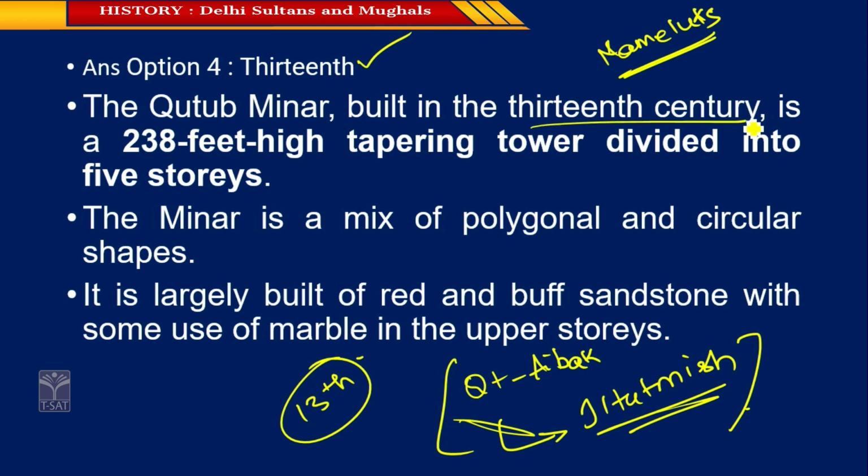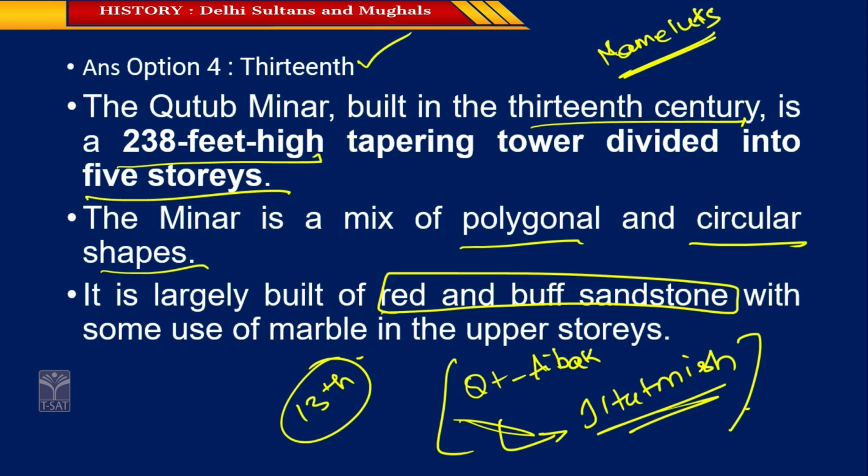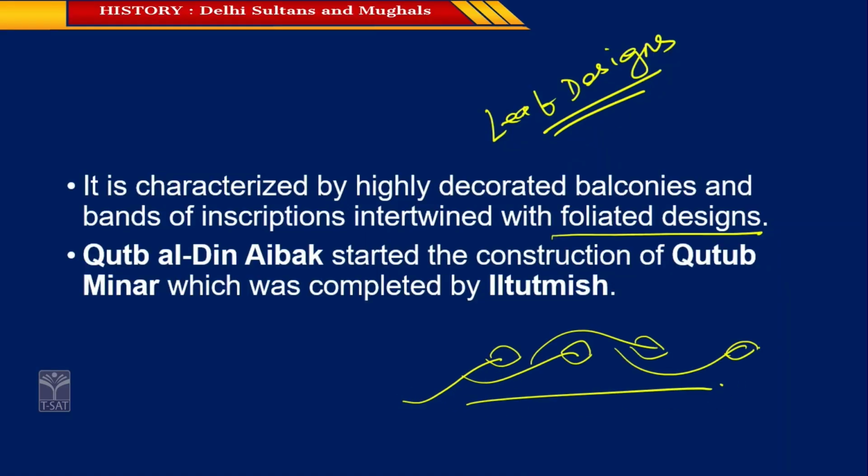Qutub Minar, 13th century monument, 238 feet. It is a tapering tower divided into 5 floors or 5 stories. It's a mix of polygonal and circular shapes. It's largely built from red and buff sandstone. That's the reason why Qutub Minar sort of looks reddish, red and buff sandstone. It has very high decorative balconies with a series of inscriptions intertwined with foliated designs. Foliated designs are like leaf type designs, like this type of design. Qutbuddin Aybak started the construction. Iltutmish completed the construction of Qutub Minar.